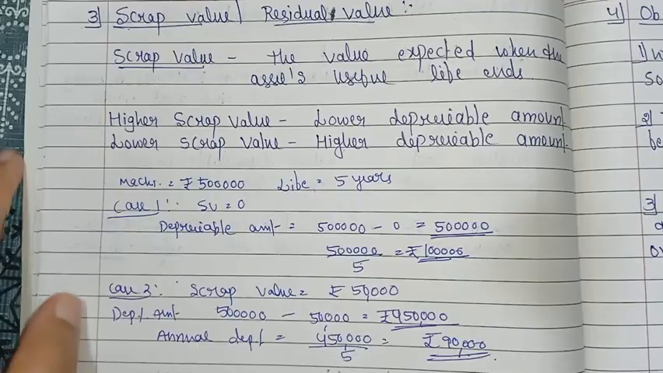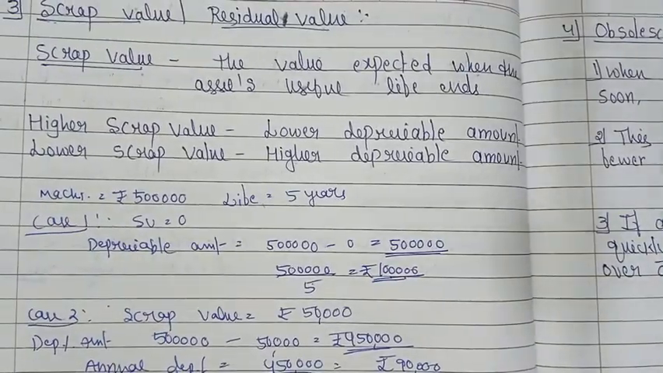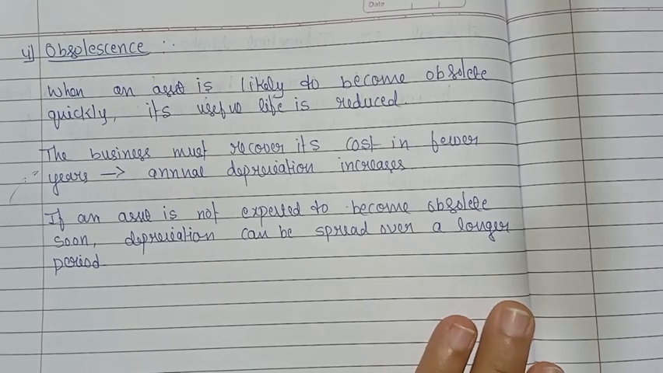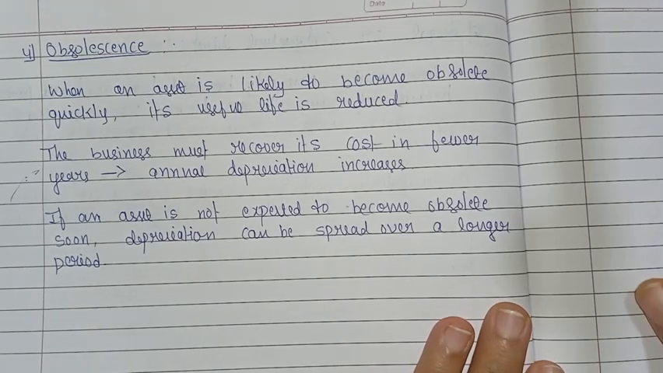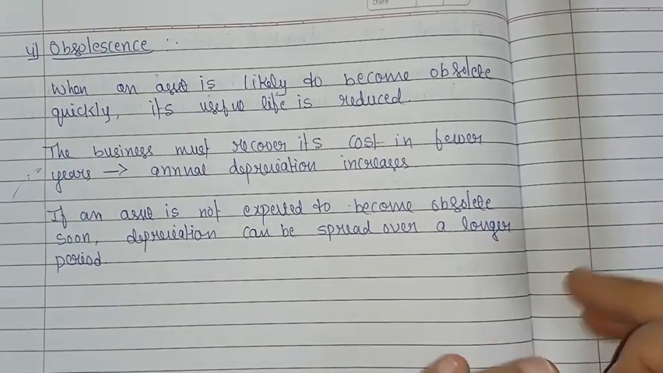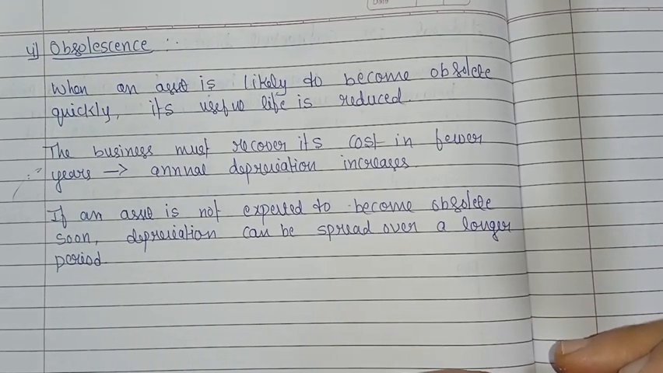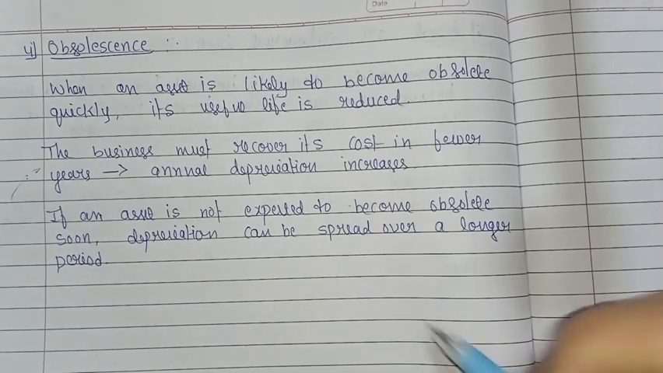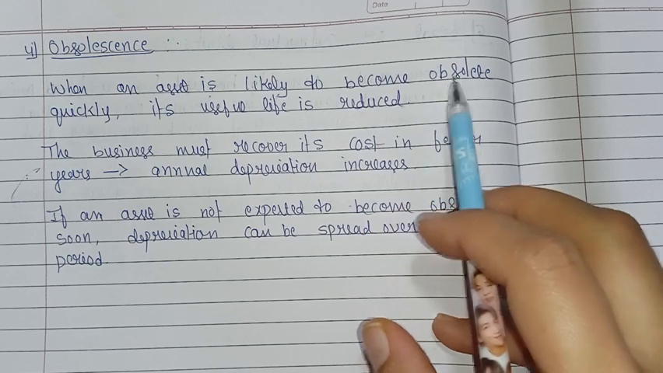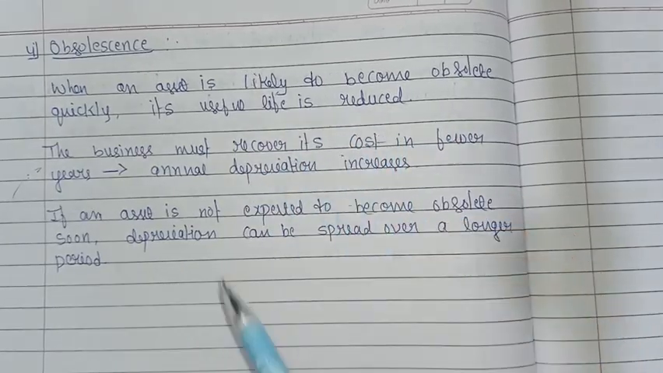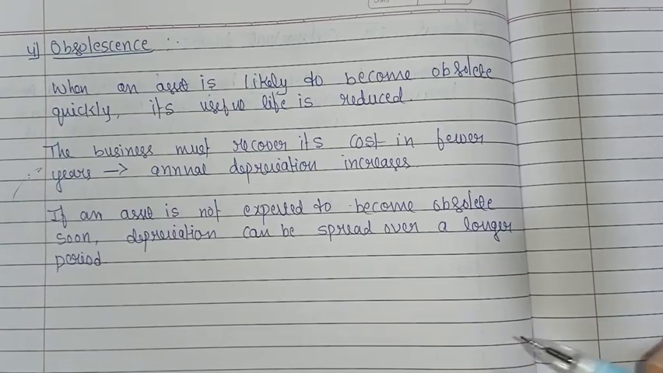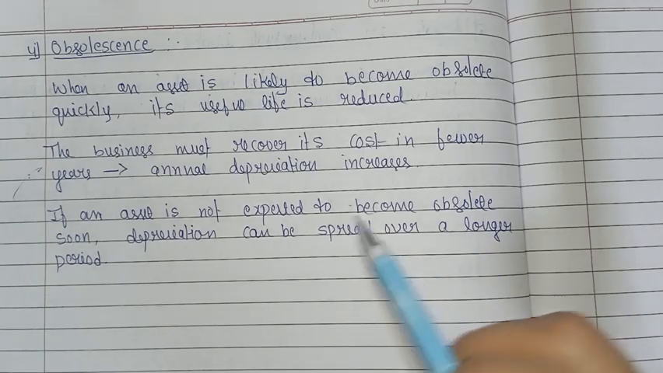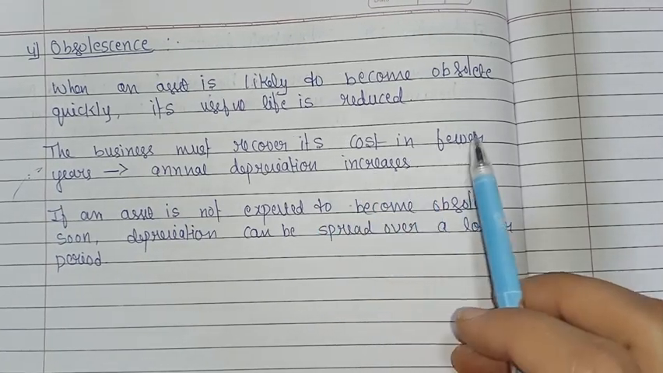Clear? So I hope this is clear to you all. Now the fourth one, the factor affecting the amount of depreciation: obsolescence. It means if an asset becomes outdated quickly, due to new technology or fashion. Clear? That is obsolescence. When an asset is likely to become obsolete quickly, its useful life is reduced. So the business must recover its cost in fewer years.